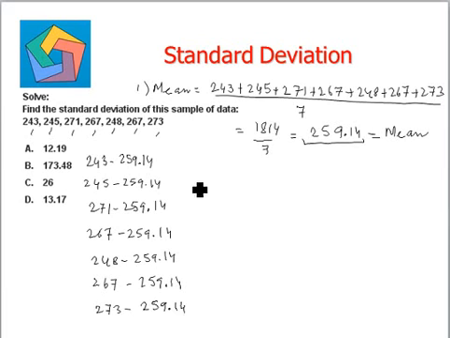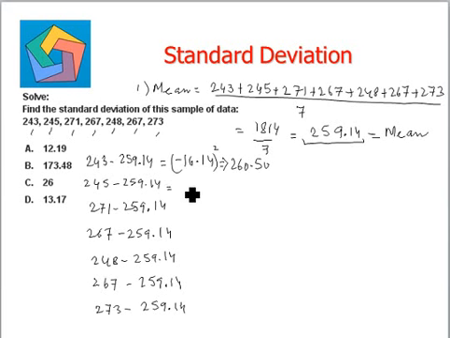Now we'll find out the difference. This is negative 16.14. When squared, this gives us 260.50. We have to square it. So this will give us 260.50. Now this is negative 14.14 squared equals 199.94.